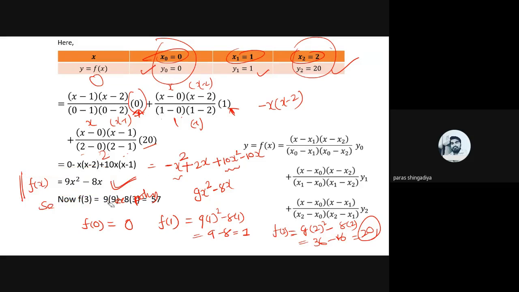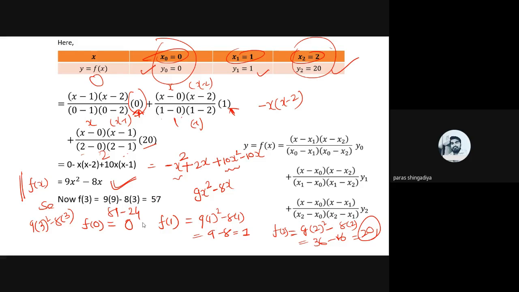So f of 3 output will be 9 into 9. Means 9 into 3 square minus 8 into 3. So it is equal to 9 into 9, that is 81, minus 24. So 81 minus 24 will be 57. So that is equal to the f of 3 value.